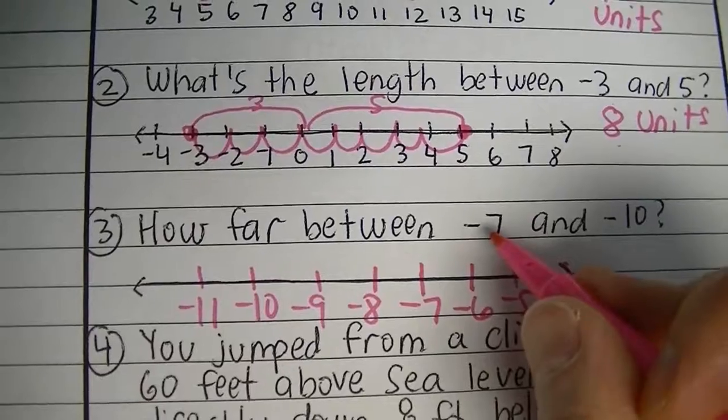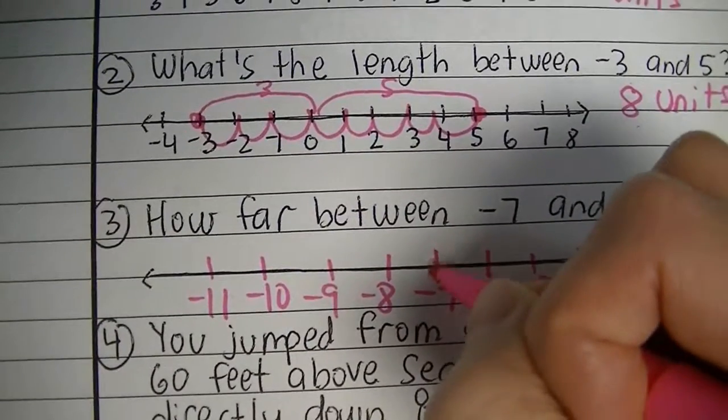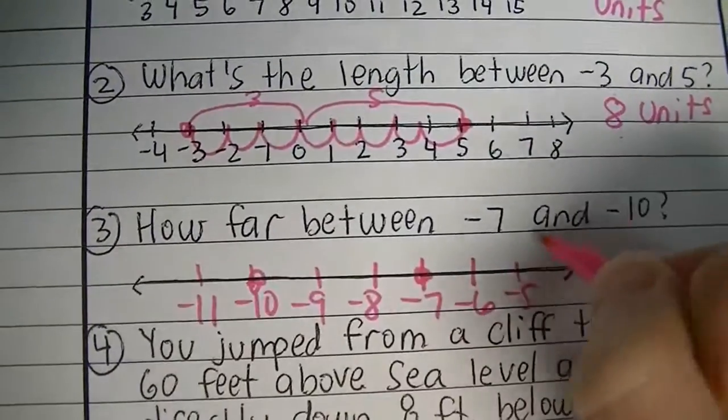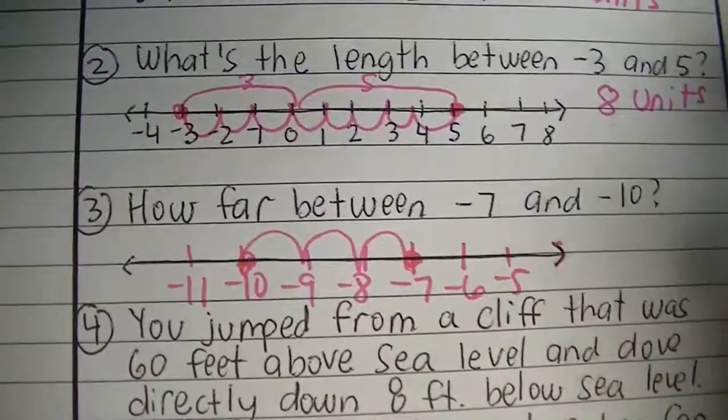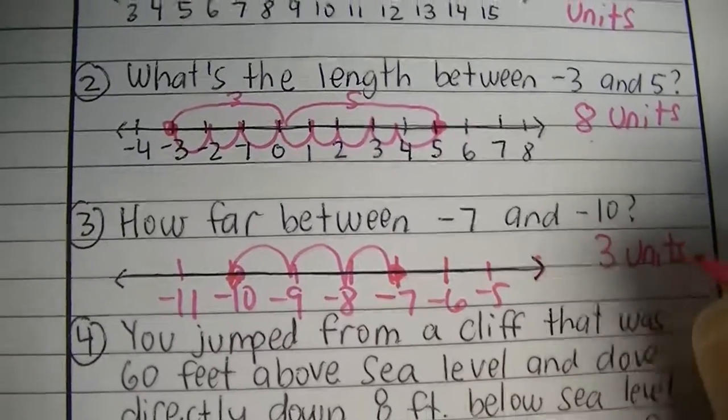So we're concerned about between negative 7 and negative 10. So right here's my negative 7, right here's my negative 10. And we're going to find the distance between. So it's 1, 2, 3, 3 units. Okay?